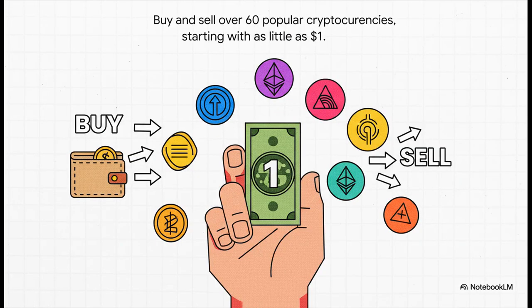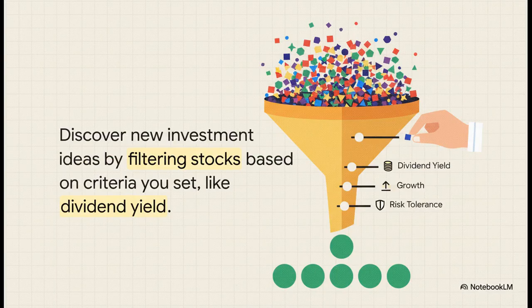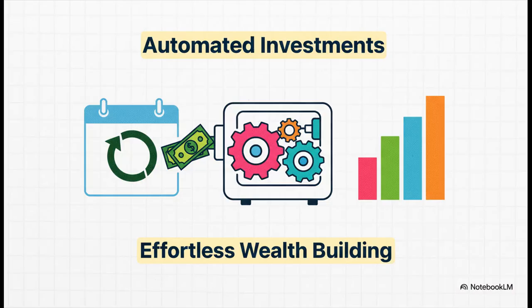And hey, if you're curious about different types of investments, there's also a door to the world of crypto. You can buy and sell dozens of popular coins, and yeah, you guessed it, you can start with just $1. Down the road, when you're feeling a little more adventurous and want to find your own investment ideas, there are tools like the Stock Screener. This lets you filter through thousands of companies using your own rules, helping you find stuff that fits your own personal strategy.